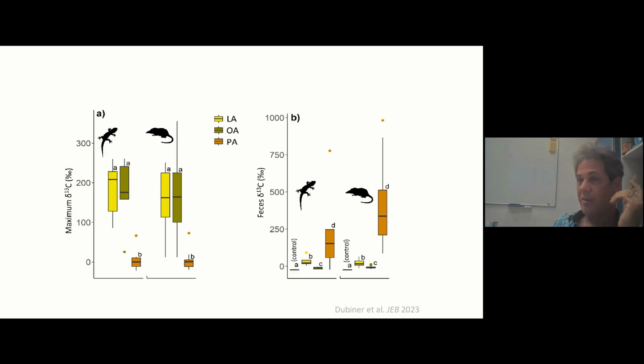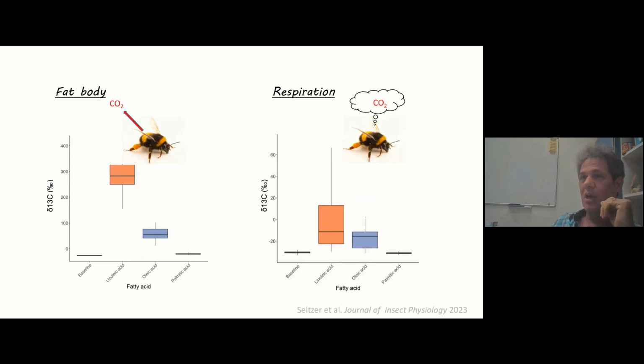We found more or less the same for the bee. You see on the right, in the respiration, bees oxidize the oleic acid and linoleic acid at a high rate, but not palmitic acid. And when we tested their tissues later, we found the linoleic acid in the fat body and the oleic acid at a lower rate in the fat body and other parts of the body. Very interesting finding that we found.